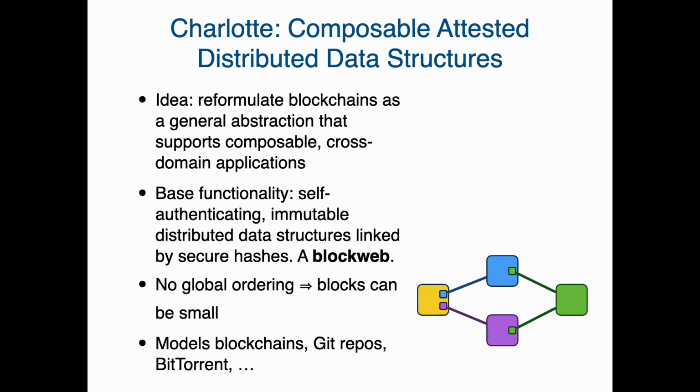It doesn't have global ordering baked into it, so the data structure is a directed acyclic graph. And because it doesn't have global ordering, there isn't an incentive to construct big blocks. So ideally, you build a data structure out of small blocks. So this can model things like blockchain, but there are a lot of other structures that people want to build that fit into this paradigm. So Git repositories or BitTorrent or various other things. So these are all applications you can build on top of Charlotte.